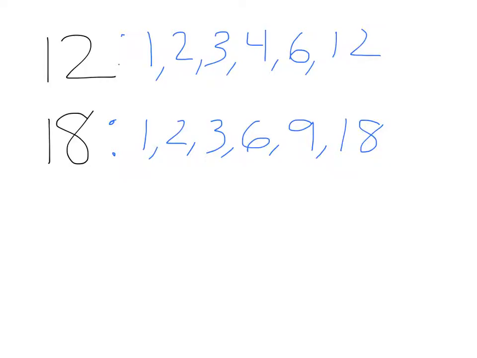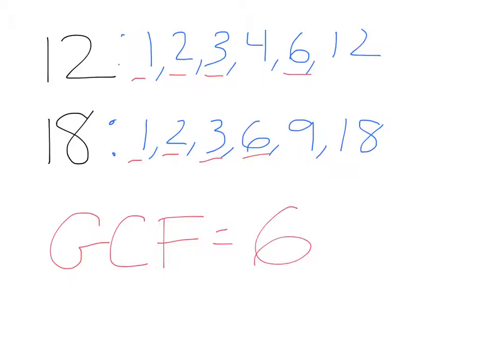Those are all the numbers that go into those two numbers evenly. When I'm talking about common, they both have a 1 in common, they have a 2 in common, they have a 3 in common, they have a 6 in common. But when I want to know what the greatest common factor is, well, the greatest common factor obviously would be 6. Now, that's how you probably learned how to do this problem.